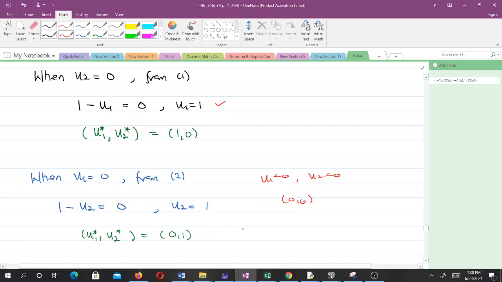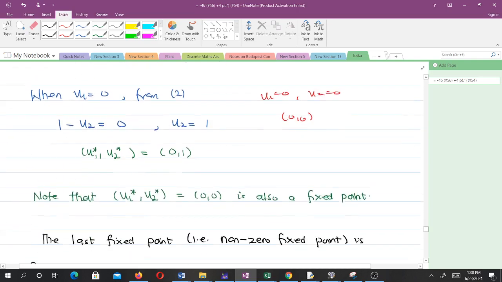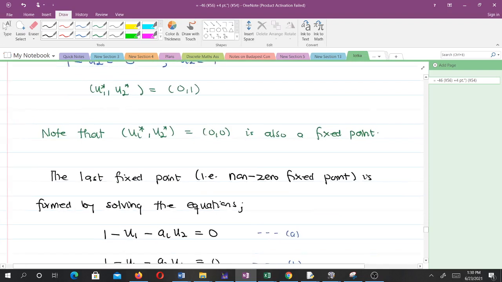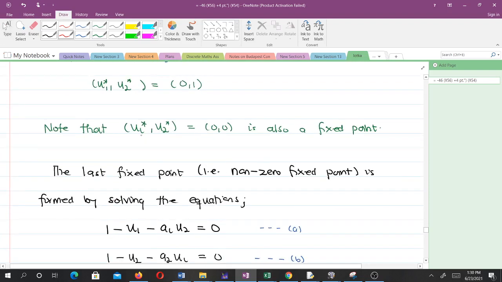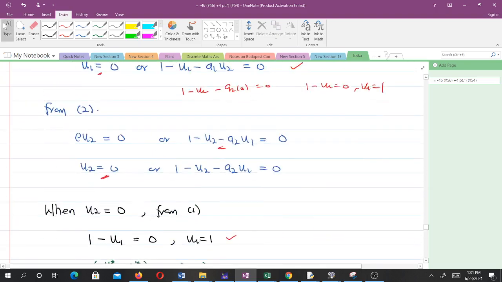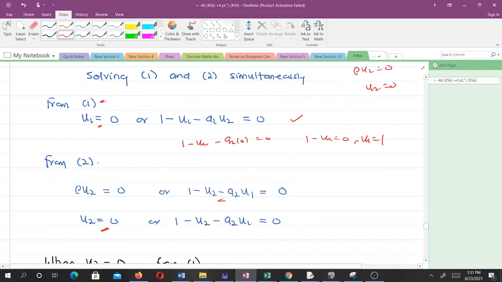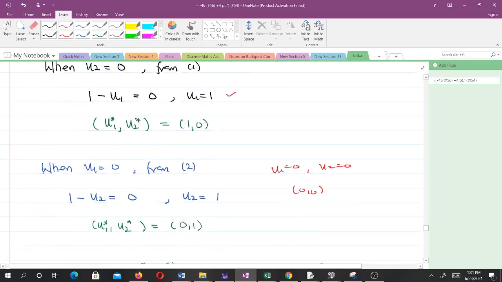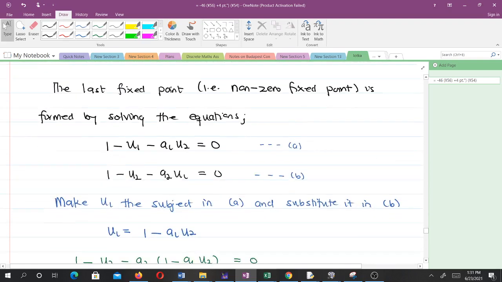So now we have 3 fixed points. But we have 4 fixed points for this system. So note that u1 star, u2 star equals 0, 0 is also a fixed point. So the last fixed point, that is the non-zero fixed point, is formed by solving these equations. You could see that here we had u1 equals 0 or this, u2 equals 0 or this. So we solve these two equations simultaneously for values for u1 and u2.